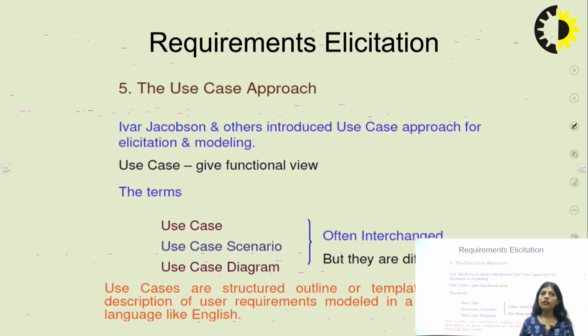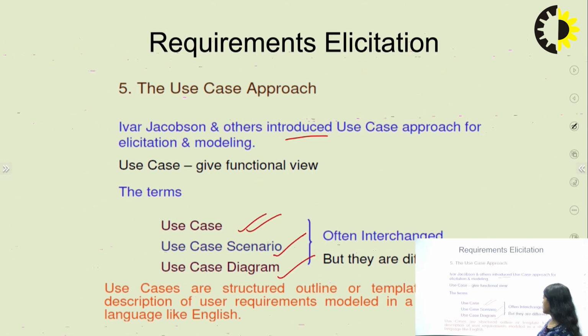The next method is the use case approach. In this approach, we basically design a use case diagram, and this method was introduced by Ivar Jacobson, and the use case diagram gives a functional view. So in the use case approach, we have use cases, use case scenarios, and the use case diagram.